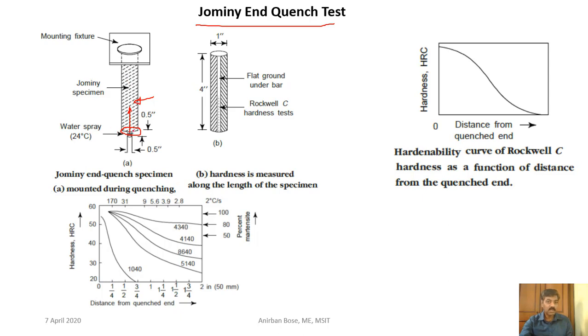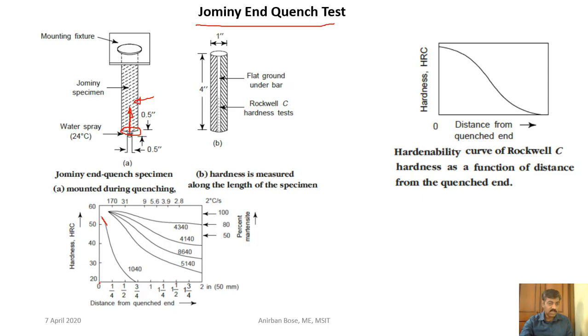And if you plot that hardness after measuring in the Rockwell hardness testing machine along the axis at different points, then you will get a curve like this, which indicates, you see, the x-axis indicates the distance from where the quenching nozzle is spraying the water.